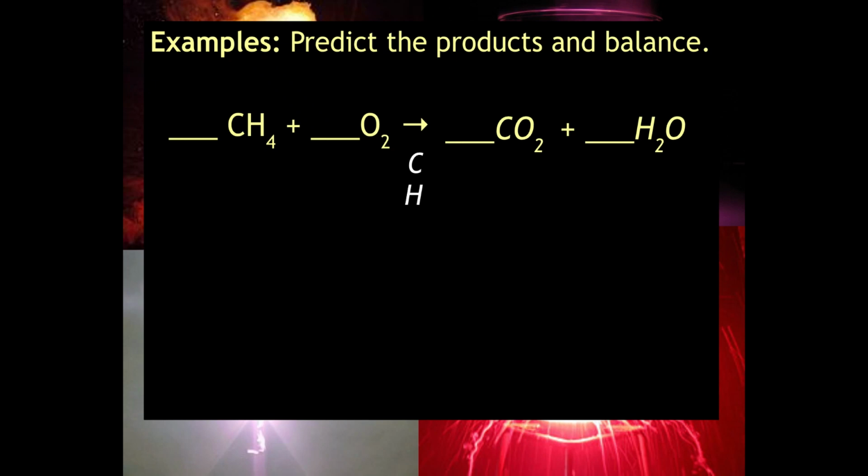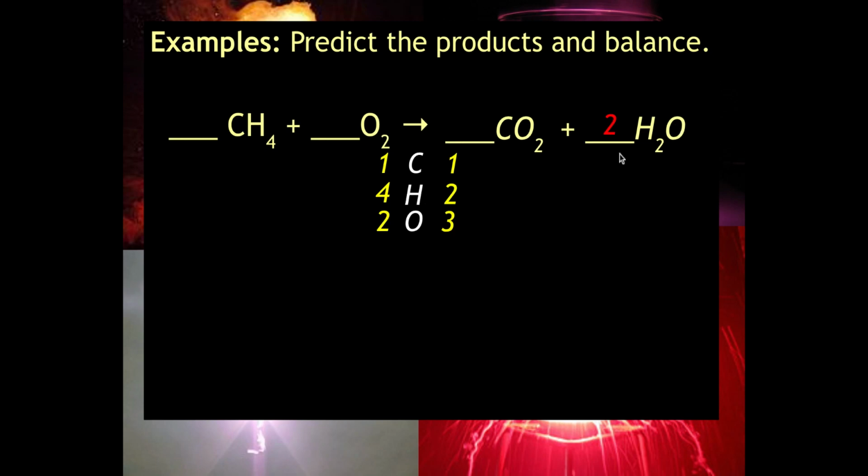So I write C, H, and O because those are on both sides of the arrow. I have one C on the left, 4 H's on the left, and 2 O's on the left. I have one C on the right, 2 H's on the right, 3 O's on the right. You might wonder, where's the third O? So there's 2 right here plus this one right here. So now we can start balancing.